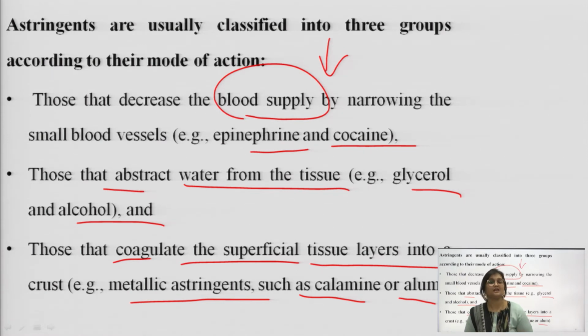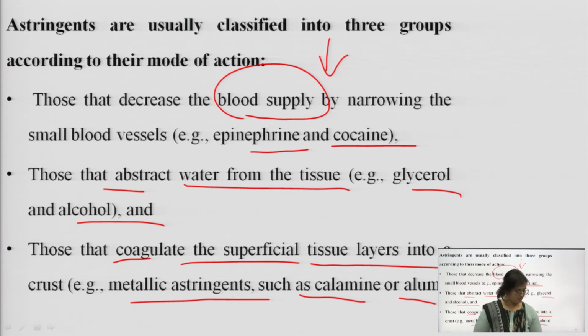The other category is those that abstract the water from the tissues. These are the astringents that lead to dehydration of tissues, that is, removal of water. For example, alcohol. The next category of astringent is the one that coagulates the superficial tissue layer. These metallic astringents form chelates with the proteins in our tissue, hence leading to formation of a superficial tissue layer or a crust. So these are the modes of action by which an astringent shows its effect.